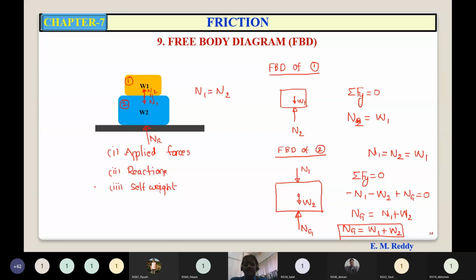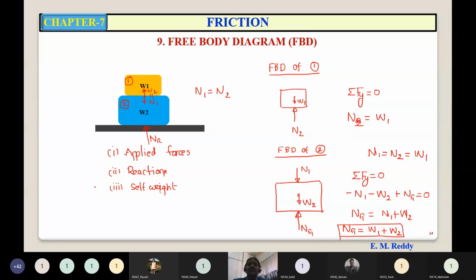So simply, a free body diagram is the diagram of the body which is isolated from the system, considering the equilibrium, showing all the forces acting on it, meaning applied or externally applied forces, reactions, support reactions, and the self weight of the body. Is it clear? This concept of free body diagram will become clearer while solving the numerical examples, right?